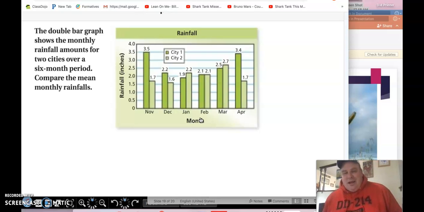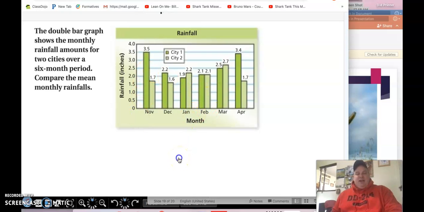So basically what this question is asking is, what is the mean average rainfall for city number 1 and what is the average rainfall for city number 2. Looking at city number 1, which is the darker bar, you would have to add up 3.5, 2.2, 1.9, 2.1, 2.5, 3.4. Then you divide it by 6, the 6 months. So go ahead and add up those numbers and divide it by 6.